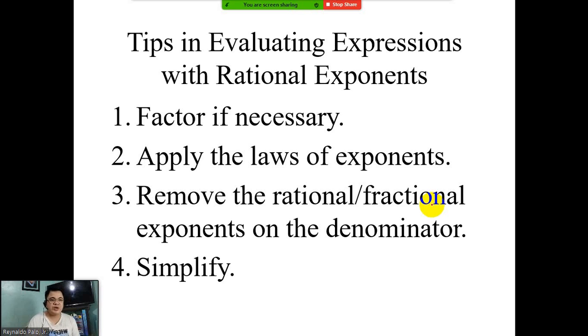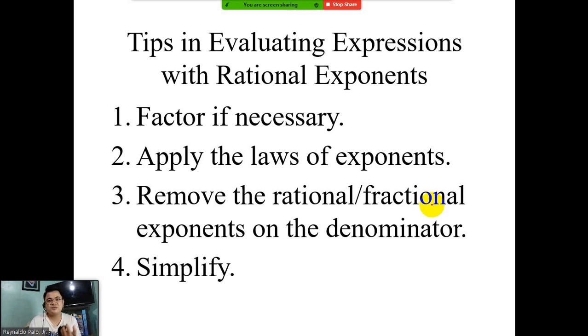First, we have to factor if necessary. Second, apply the laws of exponents. Third, remove the rational or fractional exponents on the denominator. And then fourth, we can now simplify. So factor if necessary, of course, we are dealing with whole numbers. If we can factor it to reduce it, we have to do it. Then the next thing is we have to apply the specific laws that are applicable to the expression. And then third, we have to take note to remove the rational or fractional exponents on the denominator. So if the rational exponents are on the denominator, it's not yet simplified.